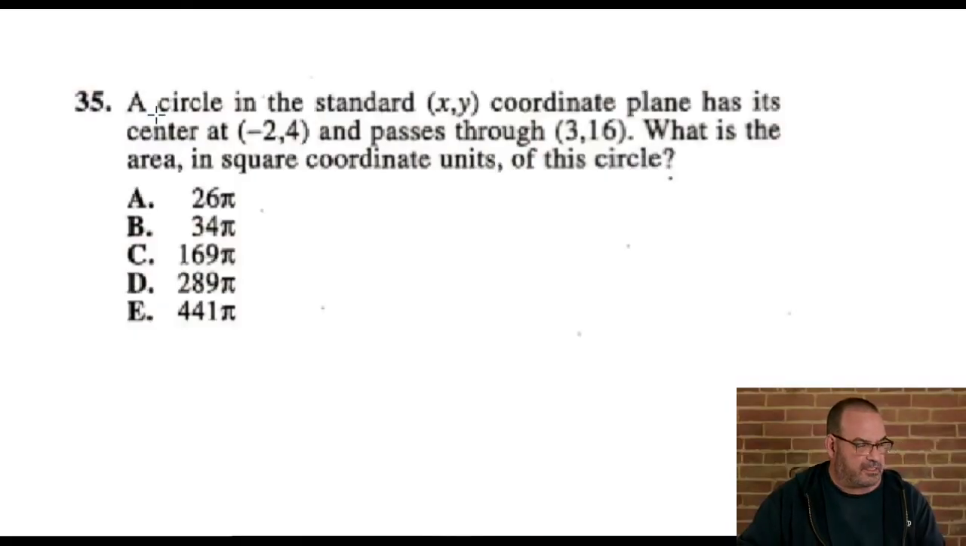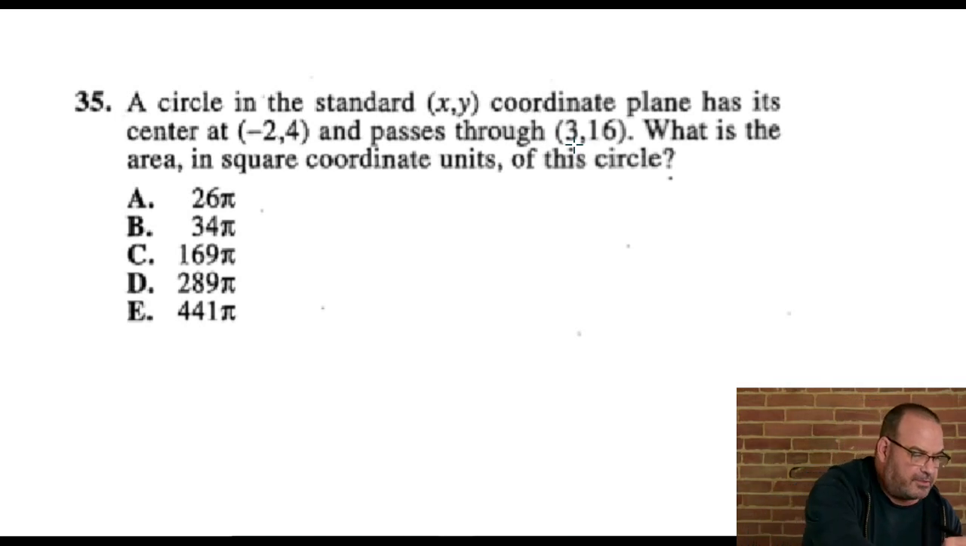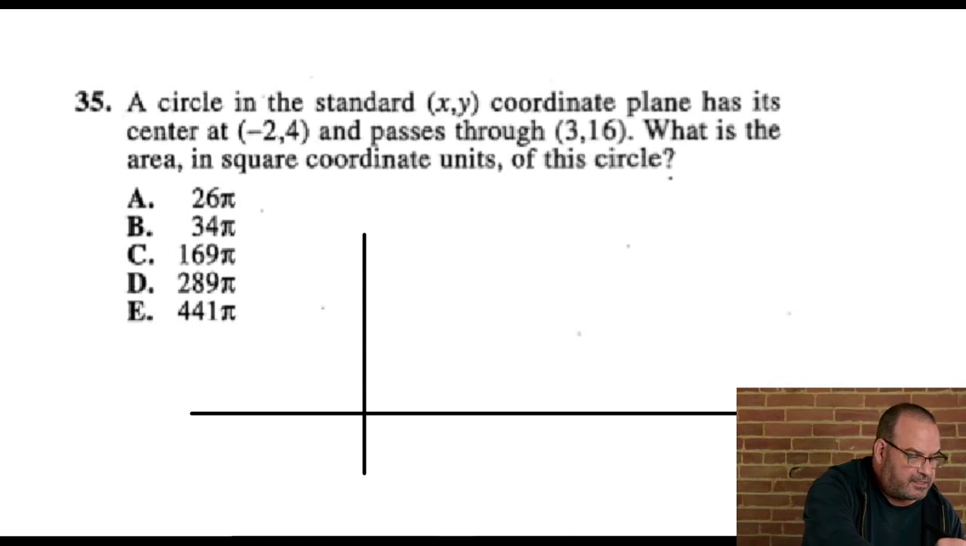I think the next one coming up has all kinds. Nope, this doesn't. What's this one? A circle in the standard xy plane has its center at -2, 4 and passes through 3, 16. Oh yeah, I didn't practice this one because I wanted to play it out and show you how to do this one. So let's draw an xy plane, and let's go to -2, 4. So -2, 4. And then we're going to go to 3, up to 16.